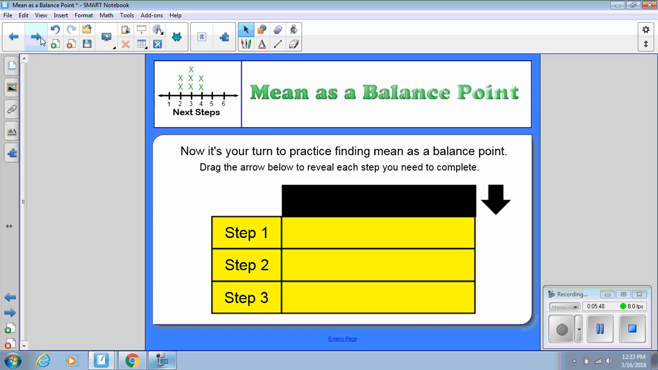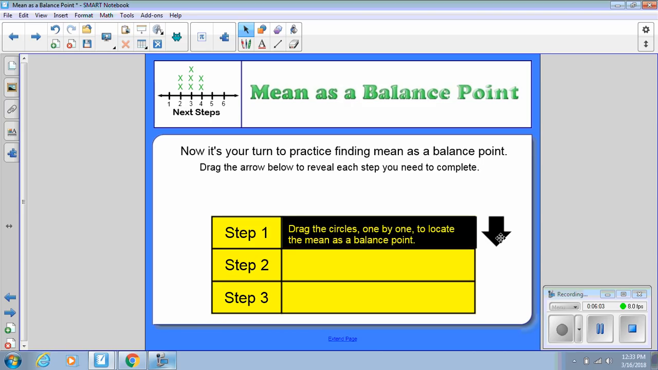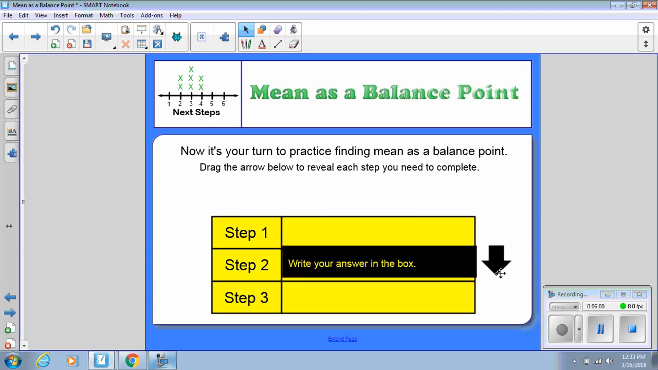Your steps for finding mean as a balance point, these are quick and simple steps, so it might be a good idea to just write these down, because the notes that you're going to get have a little bit more into them. So write these down into your notes. Step 1, you drag the circles one by one to locate the mean as a balance point. Once you have done that, you move on to step 2, which is write your answer in the box.